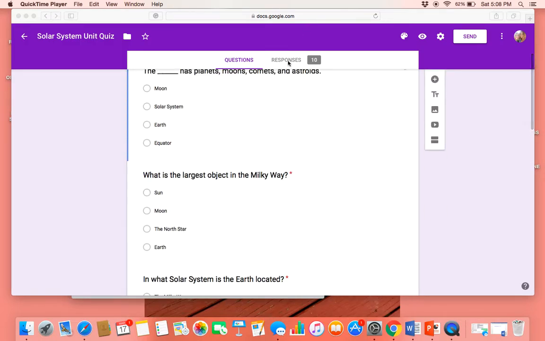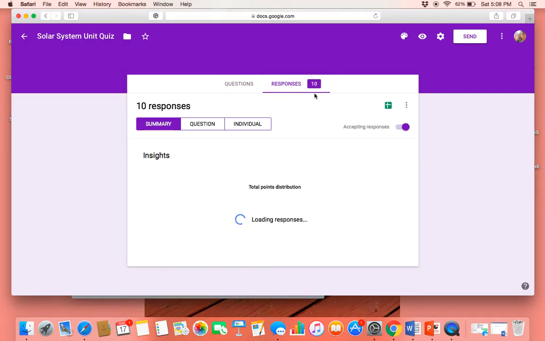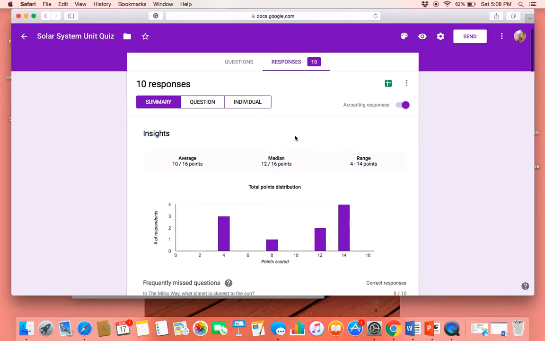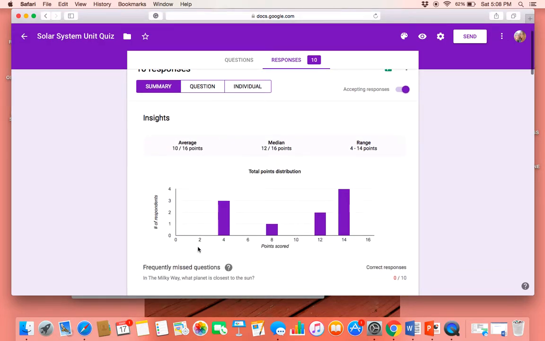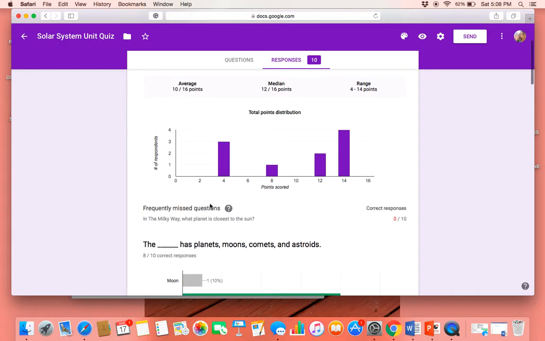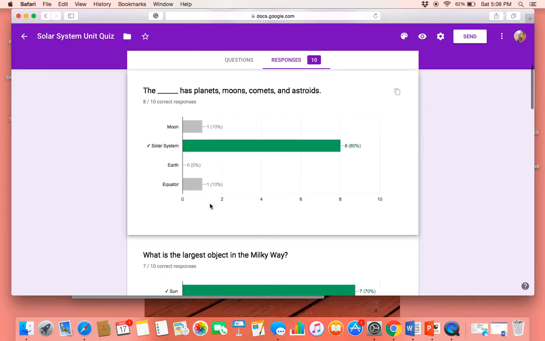And over here, these are my responses. I have a total of 10 responses. So this is my summary. It says the average is a 10 out of 16 points. The median would be 12 out of 16, and then the range goes from 4 to 14. So overall, Google really allows the creator of the quiz to know a lot about what their students are scoring.